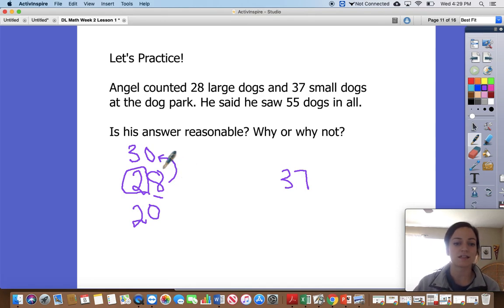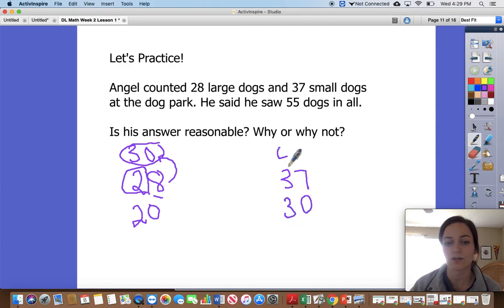So 28 is closer to 30, so we'll say he saw about 30 large dogs, and then let's round how many small dogs. 37, if we're rounding to the nearest 10, the two 10s it's between is 30 and 40, if you were to find that number on a number line, okay? So we're looking at this to tell us if we're going to go up or down. 7 is bigger than 5, so I'm going to round up. Remember, 5 is our halfway point, okay? 37 is closer to 40 than it is to 30. So I'm going to say he saw about 40 small dogs.